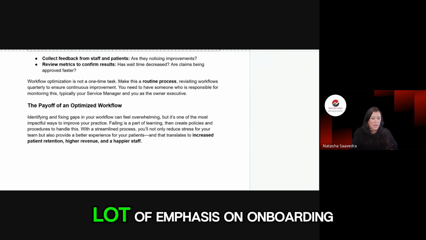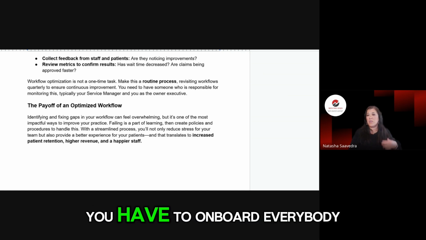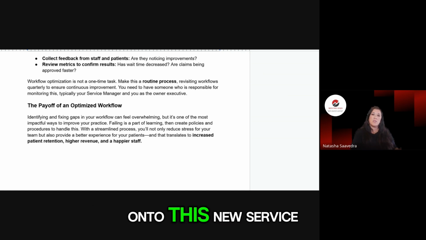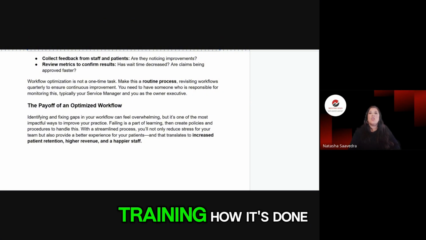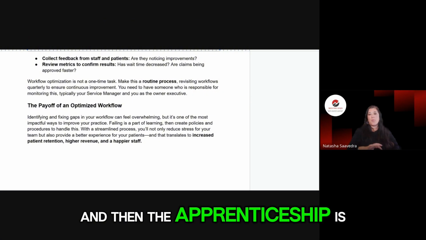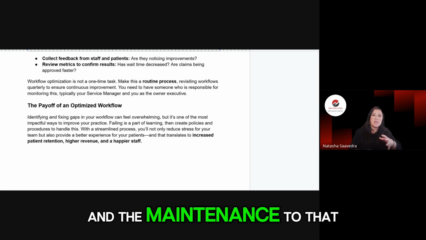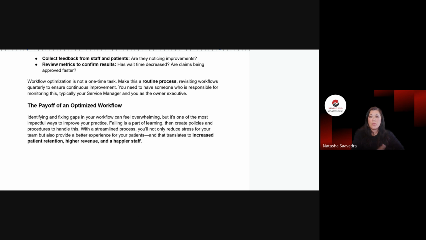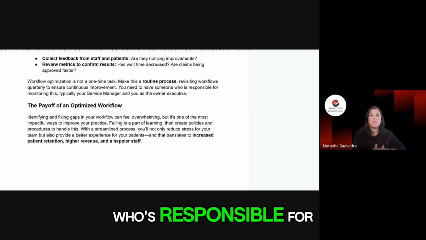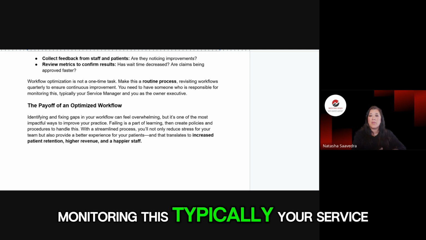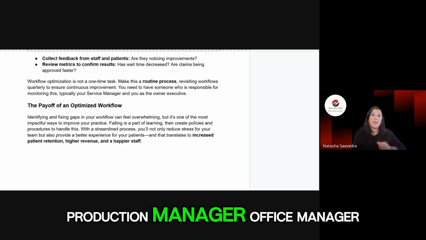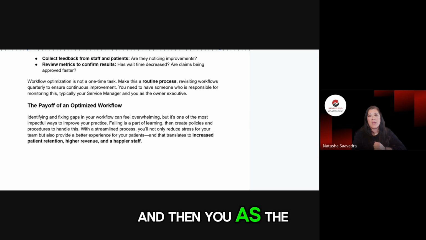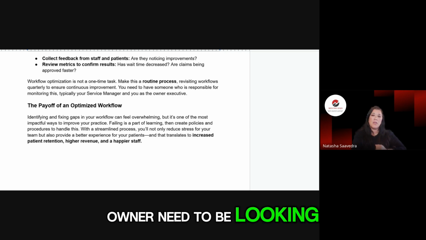Say we put a lot of emphasis on onboarding. If it's a new service, you have to onboard everybody onto this new service. We have to spend time training how it's done. And then the apprenticeship is the fine tuning and the maintenance to that machine that keeps it running really well. So make this a routine process, revisit workflows to ensure continuous improvement. You need to have somebody who's responsible for monitoring this, typically your service manager, production manager, office manager, and then you as the owner need to be looking at this.